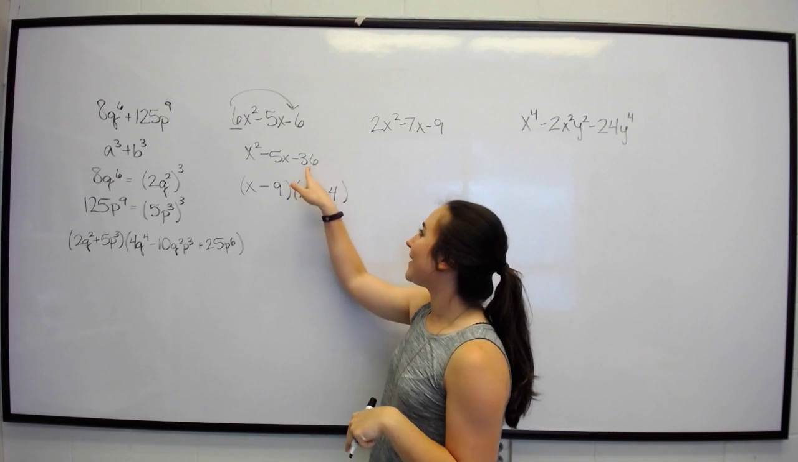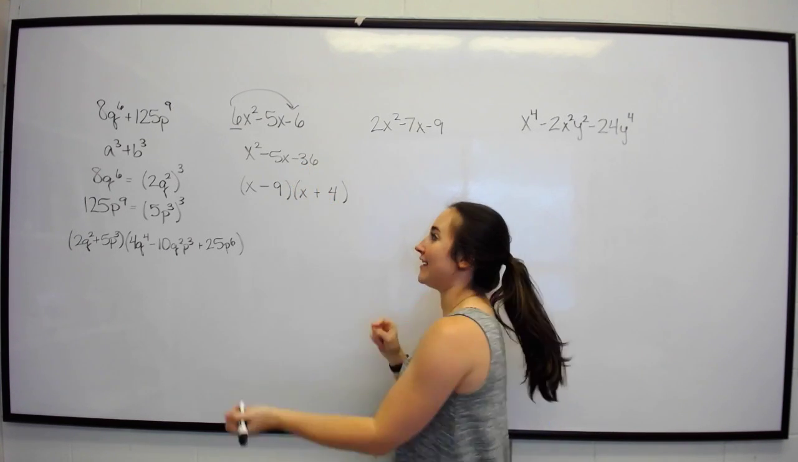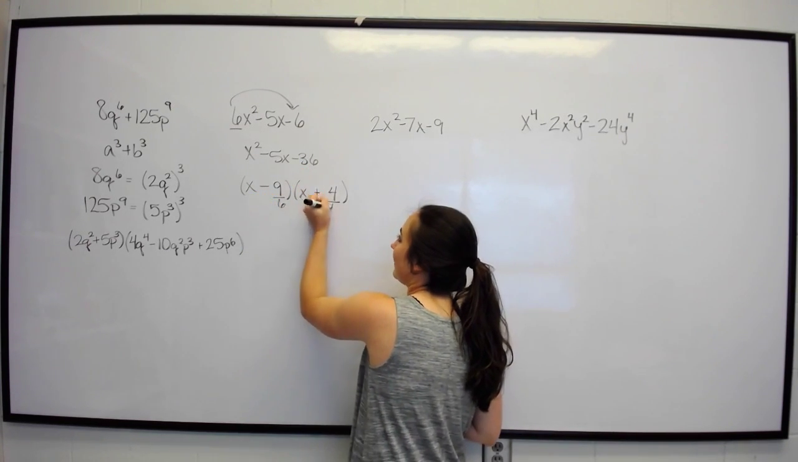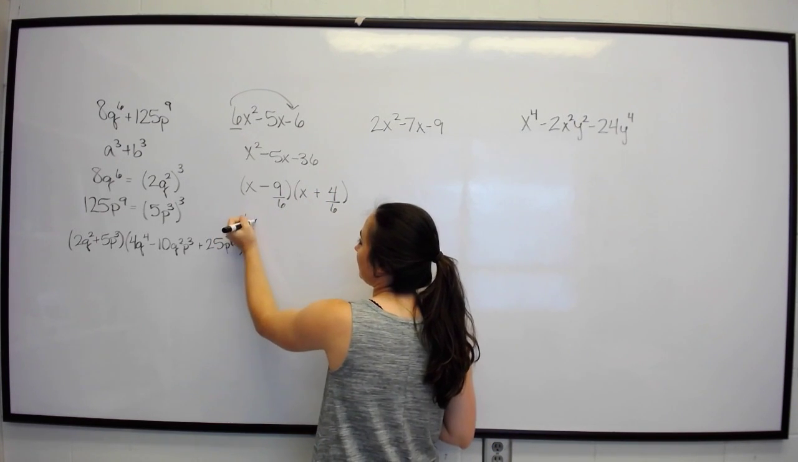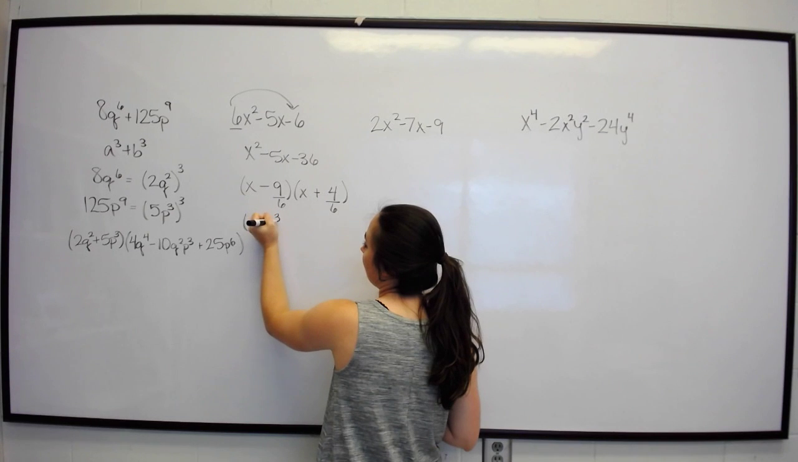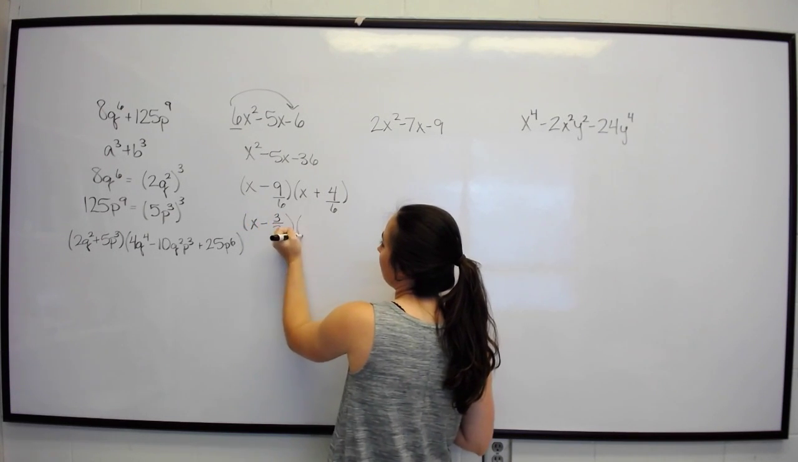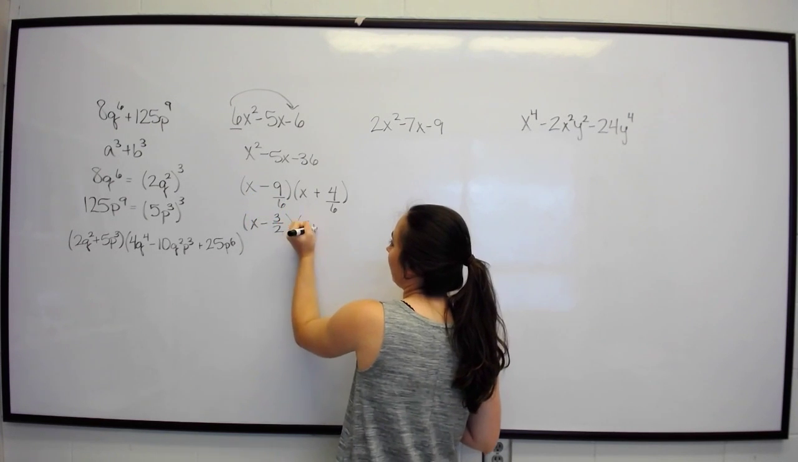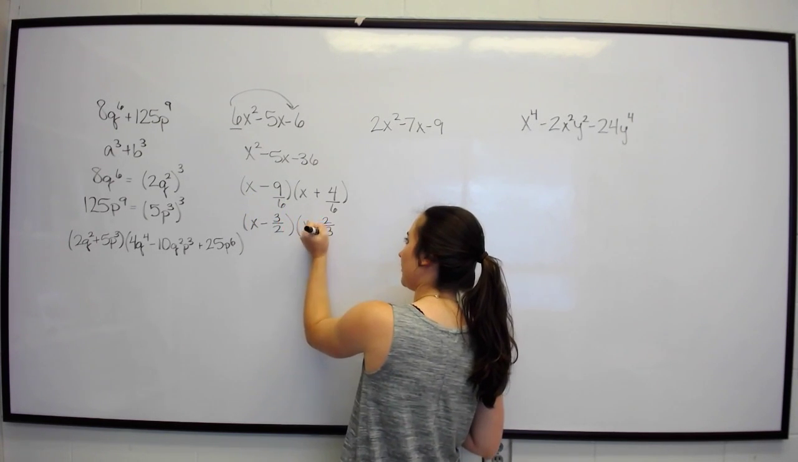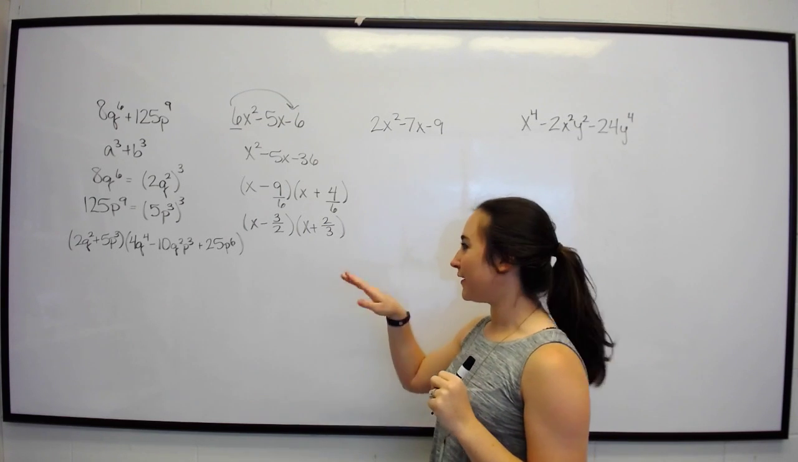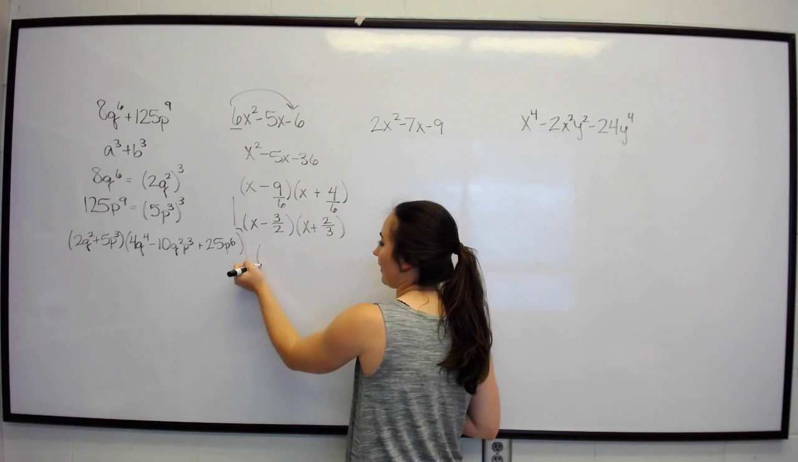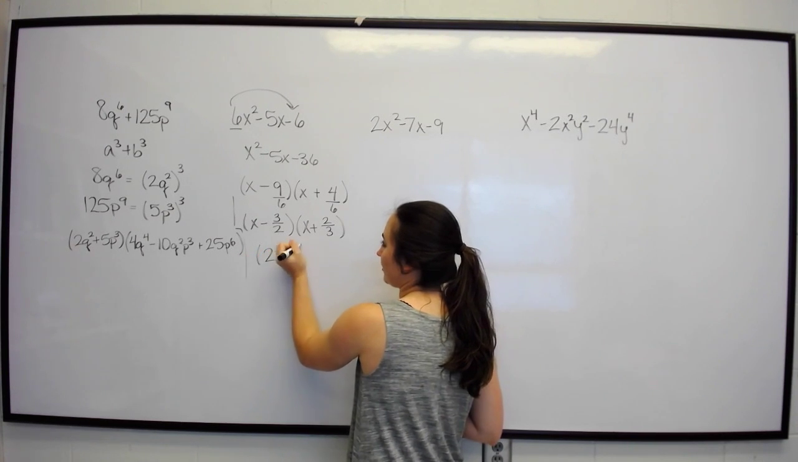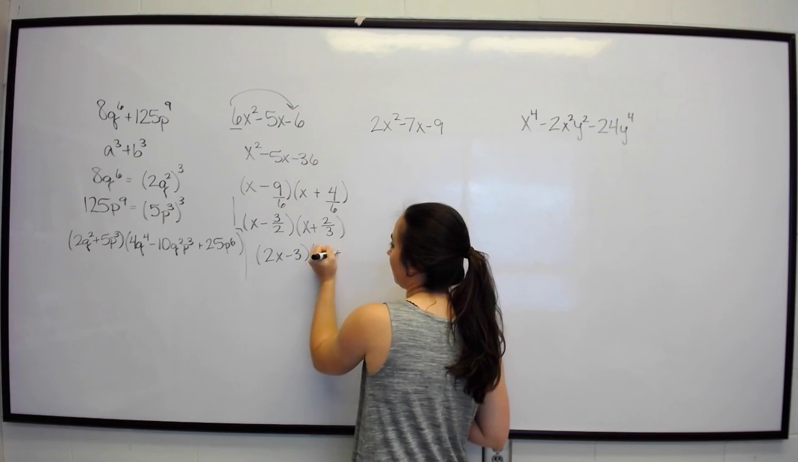But since we multiplied this by 6 at the beginning, now we have to divide the end result by 6 and simplify. So we have x minus 3 over 2. Divide this by 3. And then this would be 2 over 3 here. Then we're going to slide this number to the front here. So that would be 2x minus 3 times 3x plus 2.